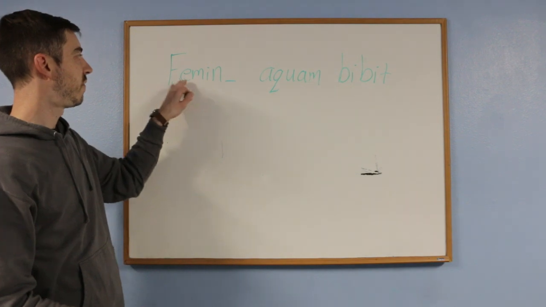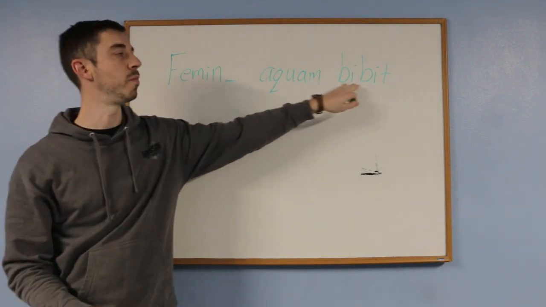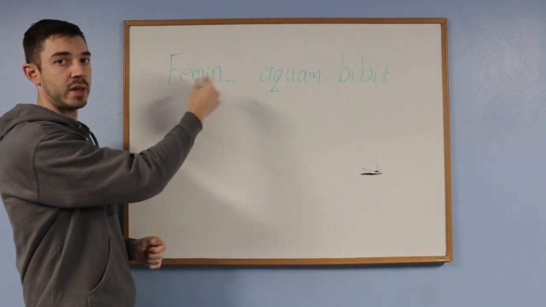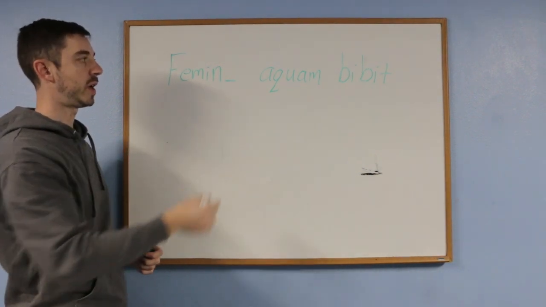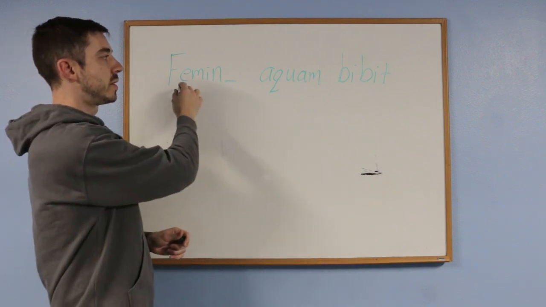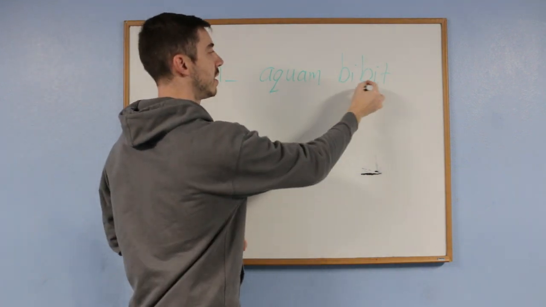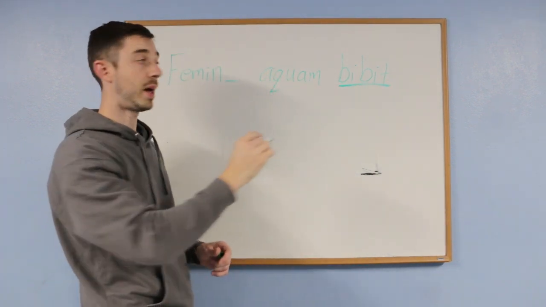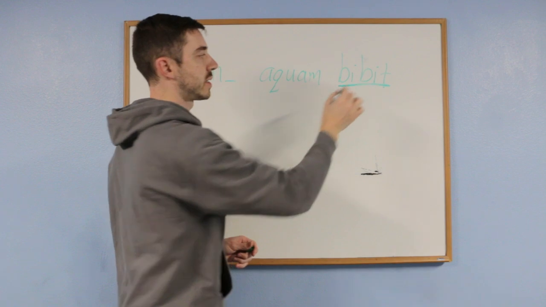All right, we have femin aquam bibit. You'll remember that this is woman. In the nominative singular, it would be femina, feminae. That would be the nominative and the genitive. And the woman is drinking. She's drinking water. Now, what ending is this?